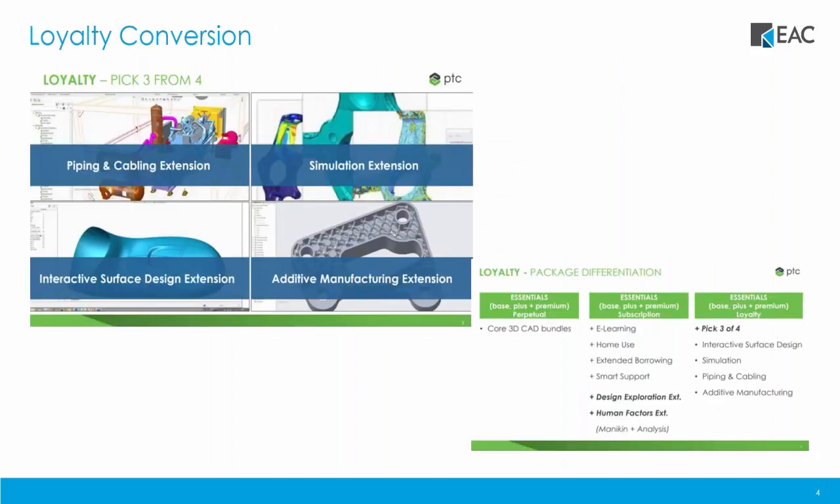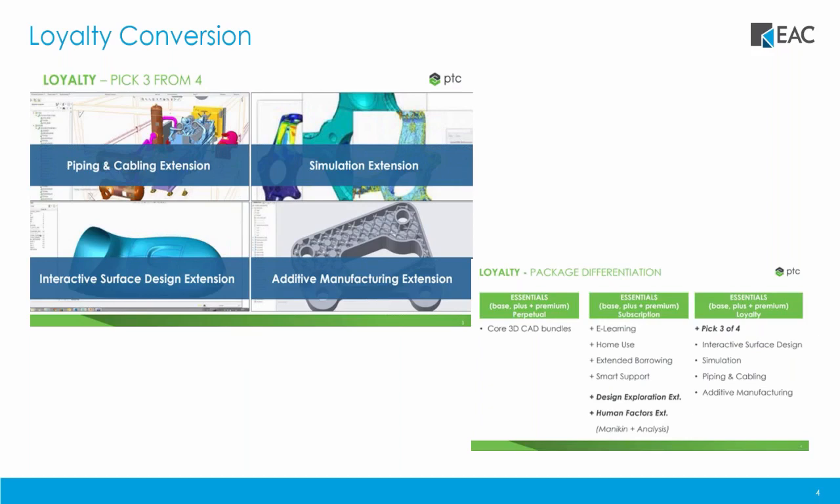The last piece I want to touch on is that right now, PTC has an option to convert your licenses. They have what's called a loyalty program. And to incentivize you switching from perpetual to subscription, they've come up with a program called the loyalty conversion. In the loyalty conversion, you get to pick 3 out of 4 extensions: piping and cabling, simulation, interactive surface design extension, and additive manufacturing. You get to get 3 out of those 4 extensions.